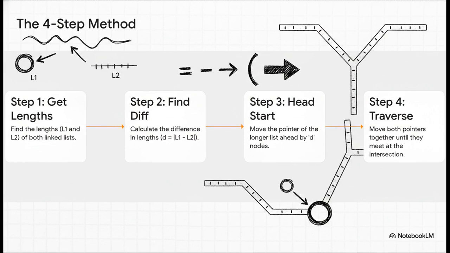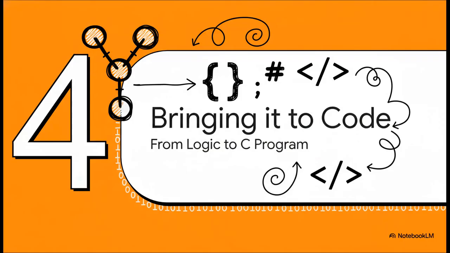Step 3, take the pointer for whichever list is the longer one and just bump it forward D times. And just like that, the starting lines are even. And now for the fun part, step 4. You just move both pointers forward one node at a time, perfectly in sync. The very first time those pointers land on the exact same node, bam, that's it. That's your interception. That logic is just so clean, isn't it?